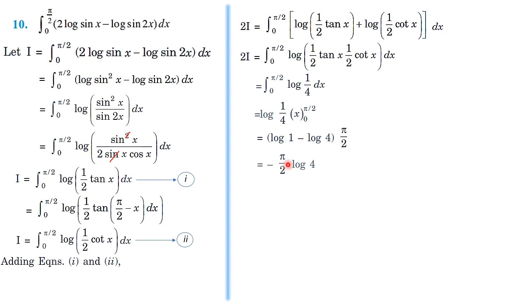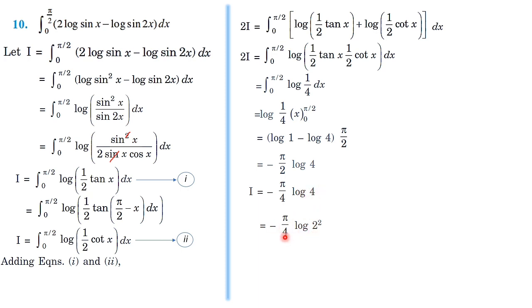There is a minus sign: minus pi by 2 log 4, because log 1 is 0. Here 2i is equal to minus pi by 2 log 4. Then 2i means we want only I. So I is equal to, that 2 will be brought to the right hand side, it will come to the denominator. That means minus pi by 4 will come, this 2 changes to 4. Minus pi by 4 log 4.